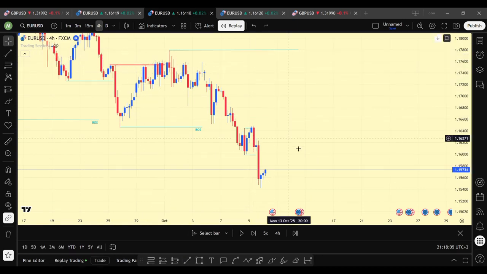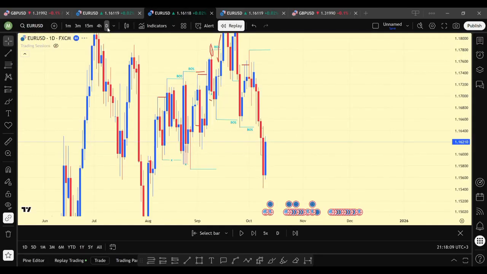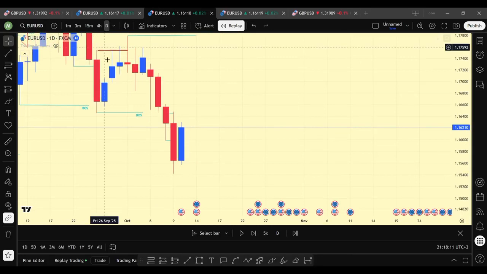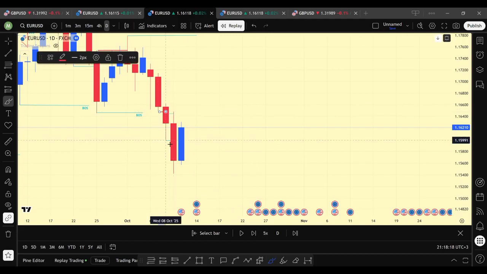I mean, that's a valid break of structure or a valid pullback on the daily. If I get into the daily and I see this place, you can clearly see a candle. So you can clearly see that price has been breaking the structure. You can see while protecting the highs. You can see the highs are untouched. You can see the highs are protected.